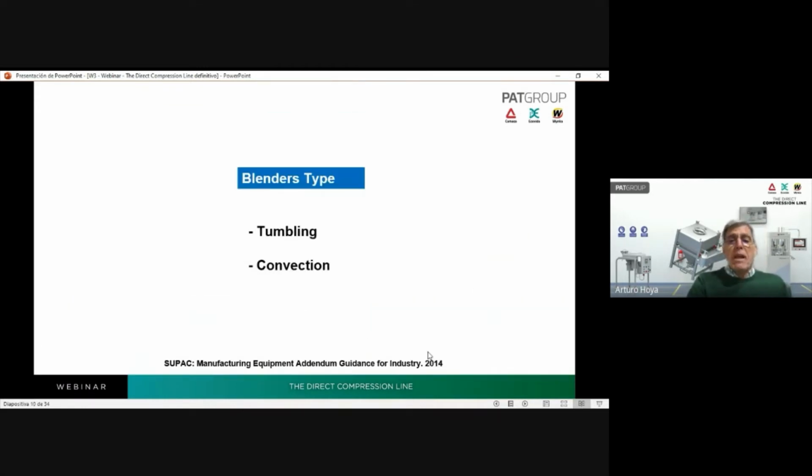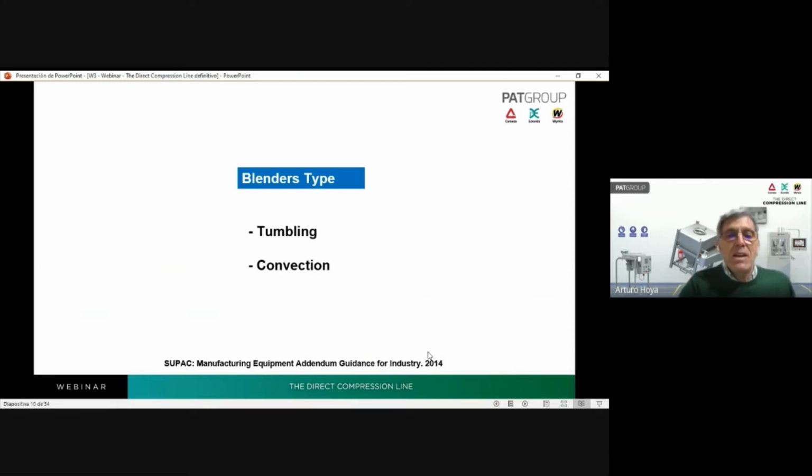Okay, now I want to say that because the blending unit operation is the most important, we will speak about the blender styles first of all. And here you have the tumbling blenders and the convection blenders, the great classification. You can see it in the SUPAC Manufacturing Equipment Addendum, Guidance for Industry. You will find this in Google.